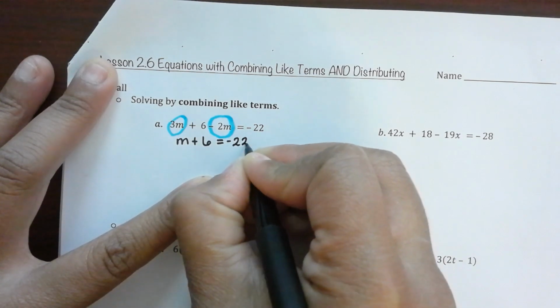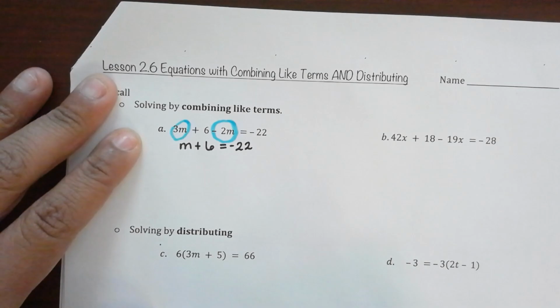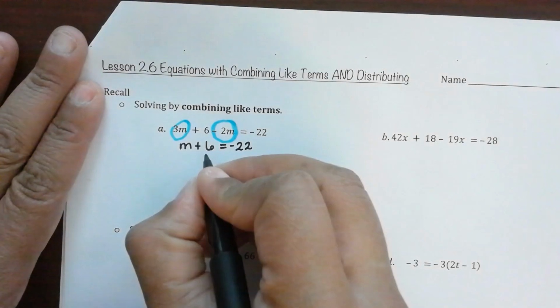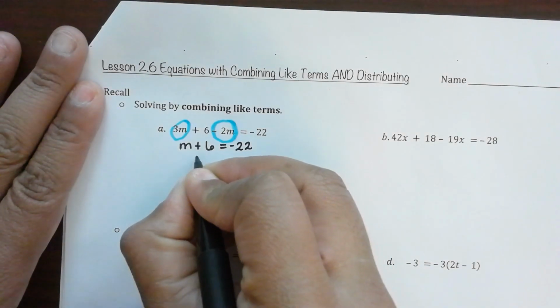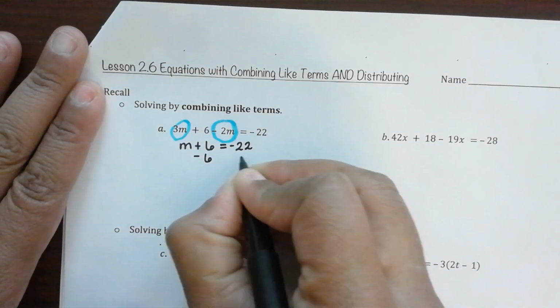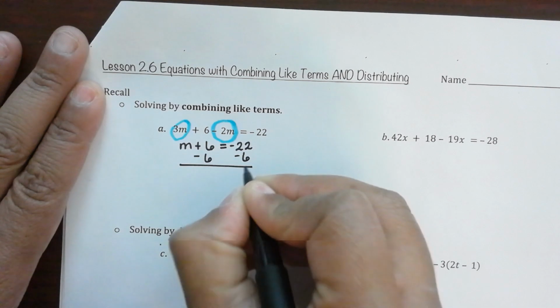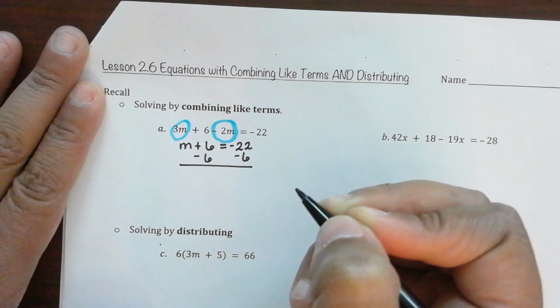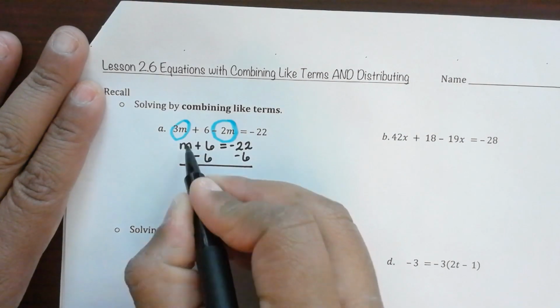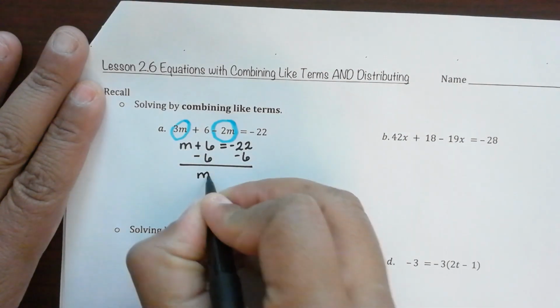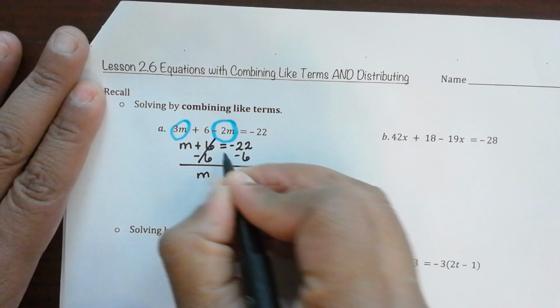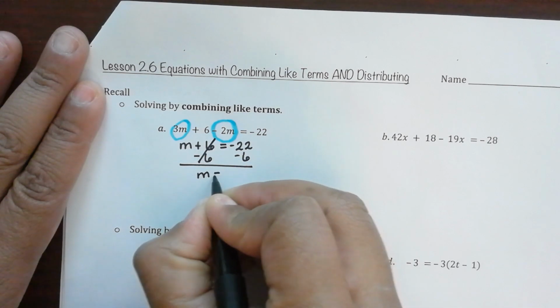Negative 22. What do I need to do from here to get M by itself? What about 6? Subtract it, right? Because it's a constant that's positive, so the opposite of positive is negative, right? So, what's brought down? M. What happens to those 6s? What comes down behind that? Equals. And what's being typed in?